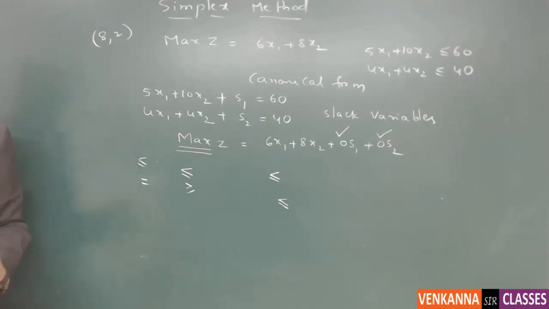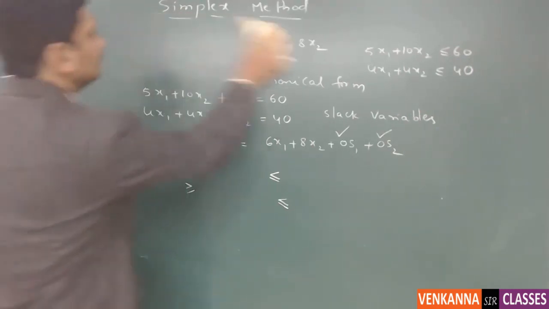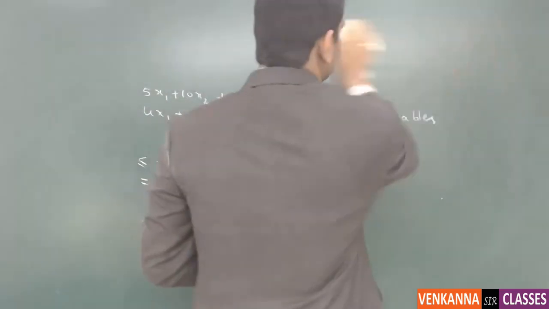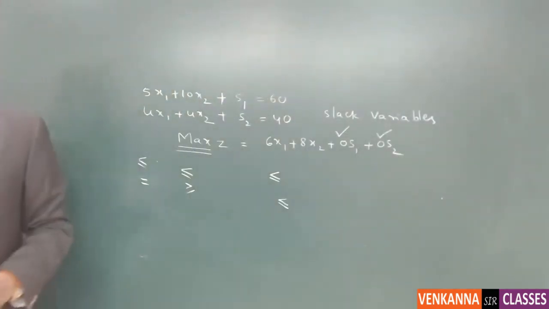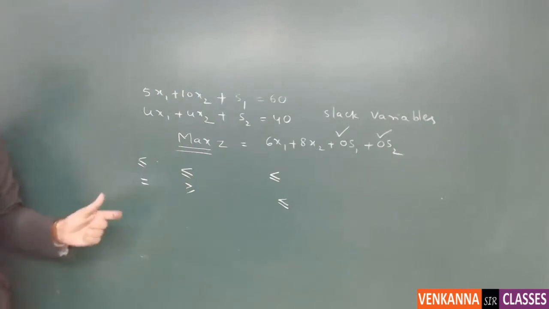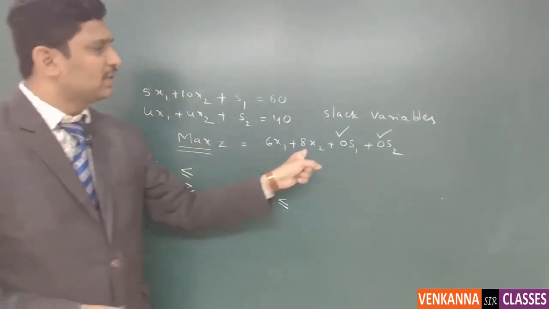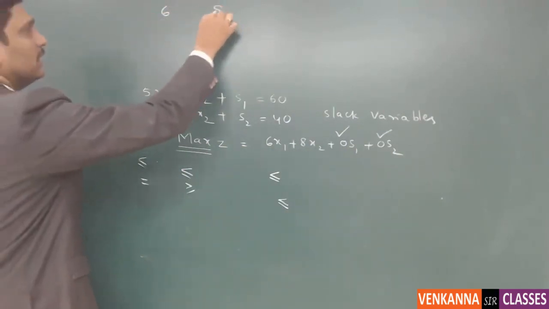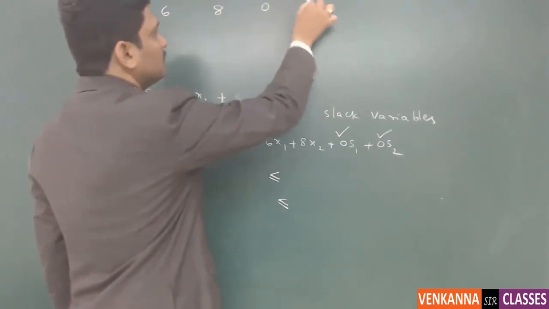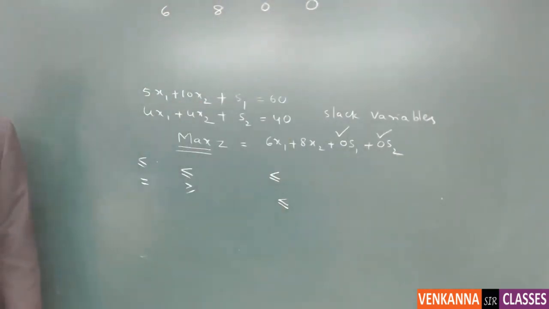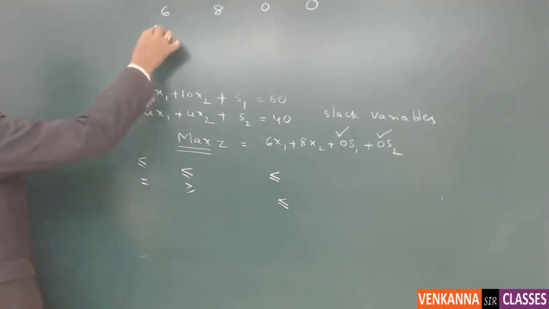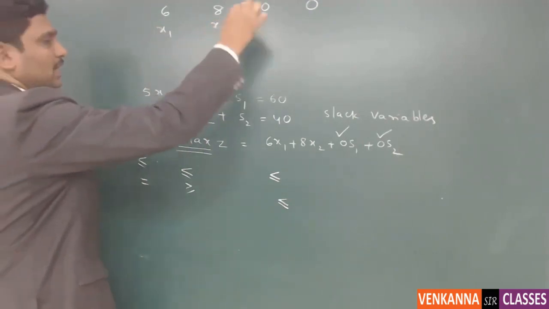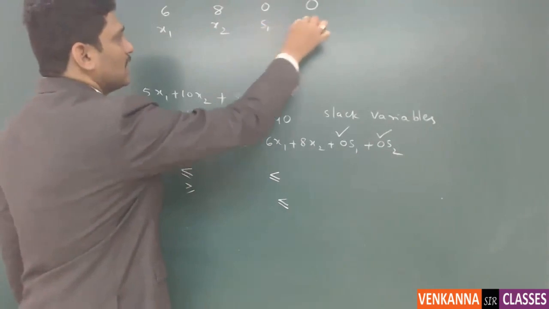Now, how to build the table? First of all, we write the coefficients in the objective function on the top. So 6, 8, 0, 0. Is it visible on the top for you? And the corresponding variables x1, x2, s1 and s2.